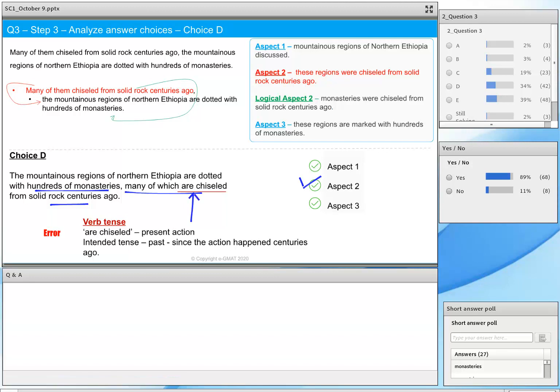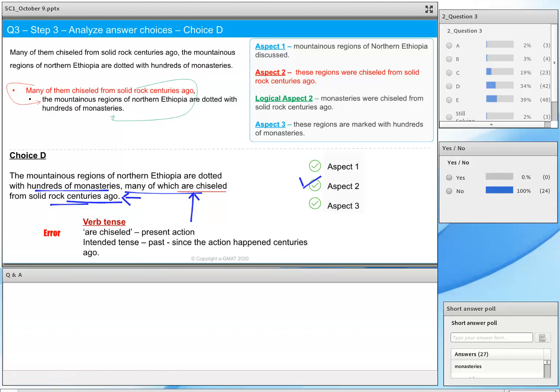Can I use simple present tense for an action that took place hundreds of years ago? Can I do that? No. Can I say that Titanic drowns in 1912? I cannot say that, because 1912 is over. That action is over. So for an action that is over, we cannot use simple present tense. And that is why the use of R chiseled is wrong in this sentence. Because centuries ago, something that has already happened hundreds and hundreds of years ago, we cannot use simple present tense for that.